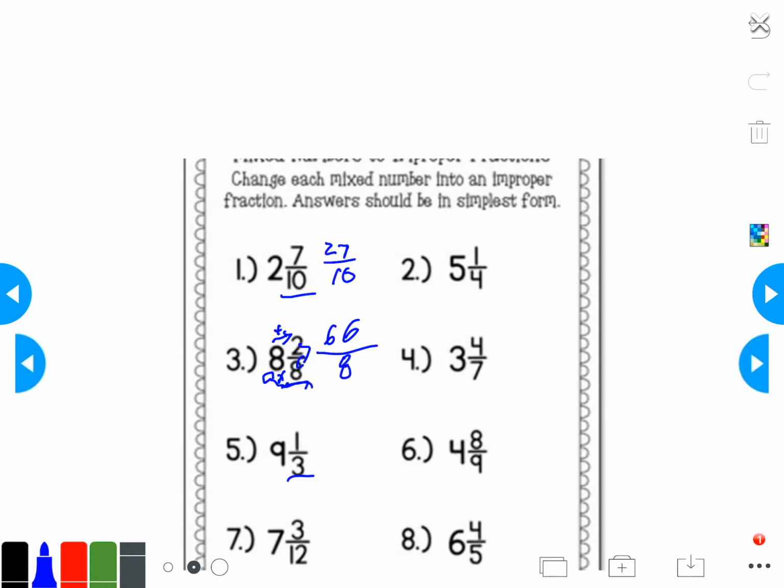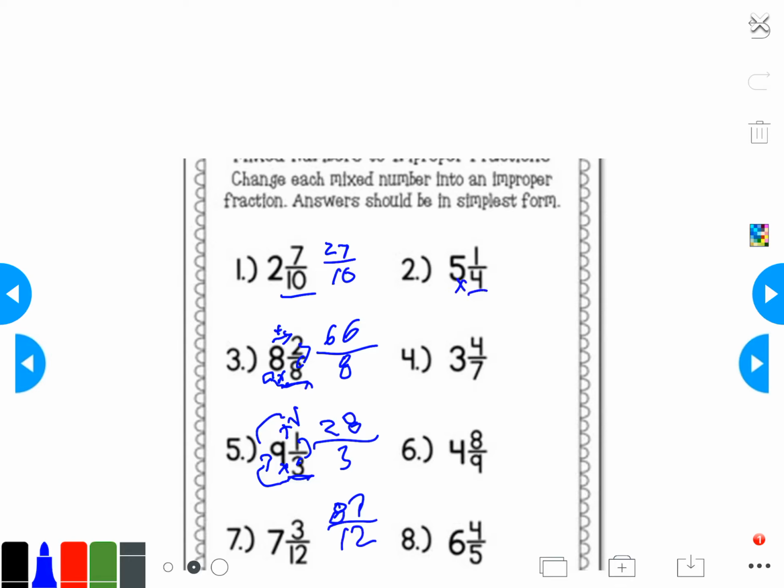Next one, start out with your denominator, 3. Multiply times your whole number. 3 times 9 is 27. Plus 1 is 28. We're working our way around right here. We end up with 28. Then we keep our denominator, 3, 28/3. 12 times 7 is 84, plus 3 is 87 over 12.